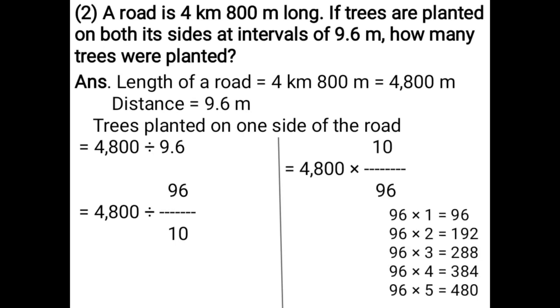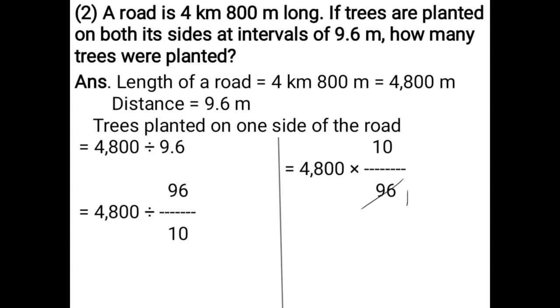Write 96 table. 96 5s are 480. Then you have to do 96 table cancellation of the number 4800. 96 ones are 96. 96 50s are 4800. Multiply the number 50 into 10. 50 tens are 500. That is equal to 500 trees. That I got the answer of trees planted on one side of the road.